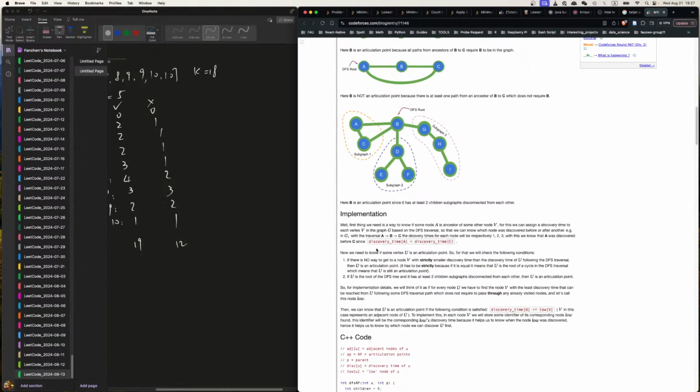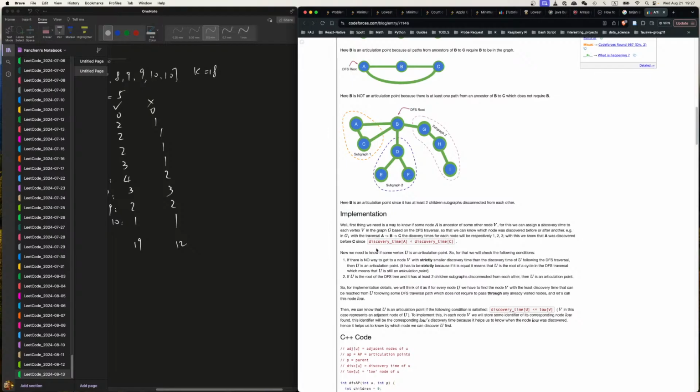First thing we need to know is if some node A is an ancestor of some other node V. For this, we can assign a discovery time to each vertex V in the graph based on DFS so that we can know which node was discovered before or after another. If in G1 with A, B, C, the discovery times will be 1, 2, 3. With this, we know A was discovered before C.